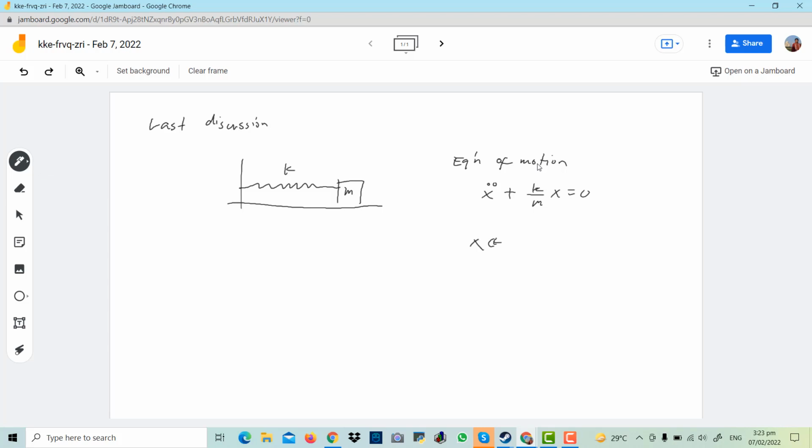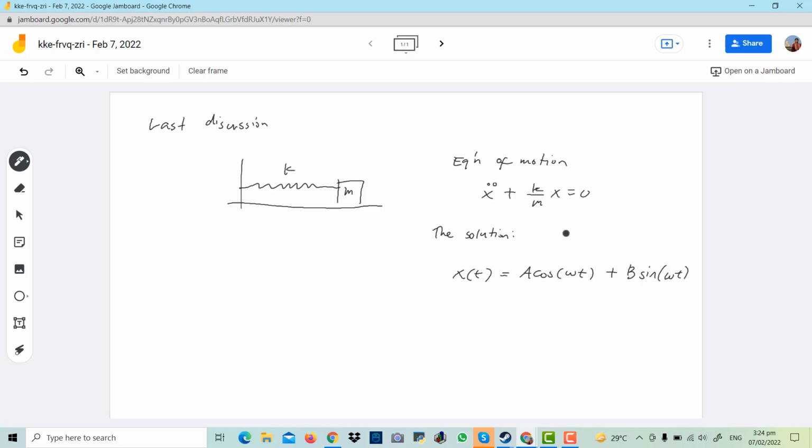From this equation of motion, we solved for the solution x of t. The solution is either a cosine or a sine. It's either cosine omega t or plus sine omega t. So you choose between the two, depending on the initial condition: you use cosine or sine depending on the initial condition. Okay, so that's for the harmonic oscillator in horizontal motion.